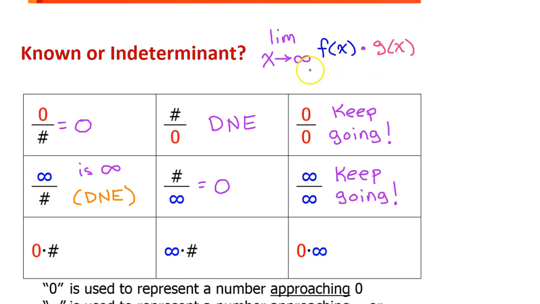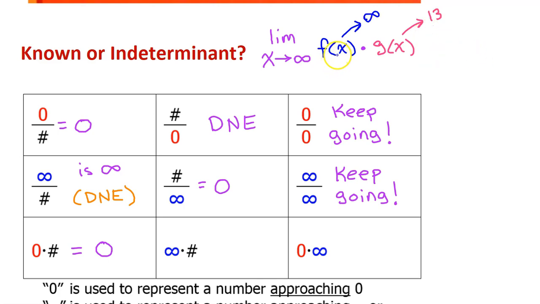What if you're taking the limit of the product of two functions, and the first function is approaching 0, while the second function is approaching some constant, like 13? This works just like you would think. The limit is 0. Think 0 times 13 is 0.